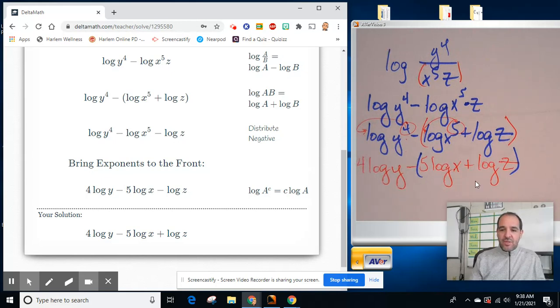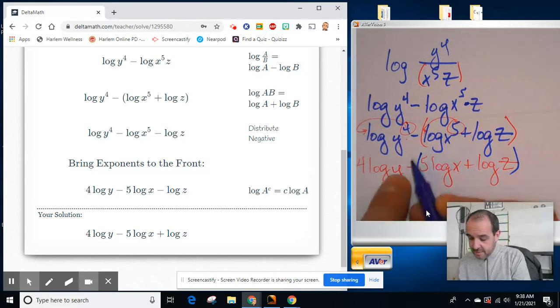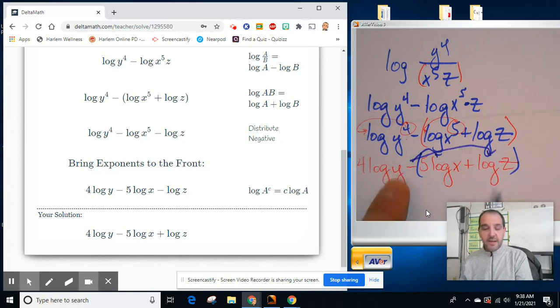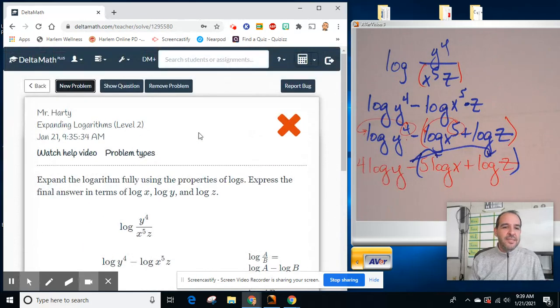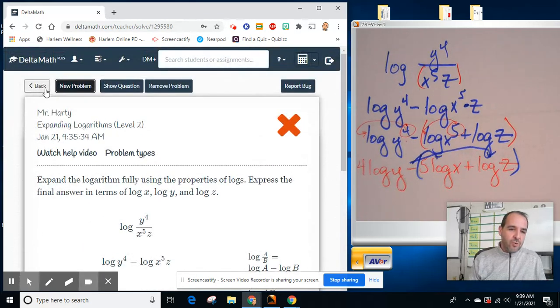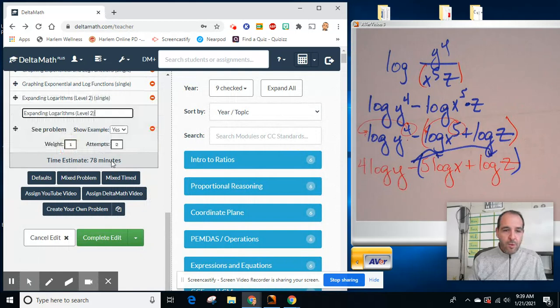Because you're like, well, wait, their answer doesn't match yours. Oh, but it does. Because if I distribute the negative, I get negative 5 log x and I get negative log z. I bet you it would have taken the parentheses. Dang it, I wish now I could go back and do this exact same one again. Well, so goes life. We get one more to do anyway.